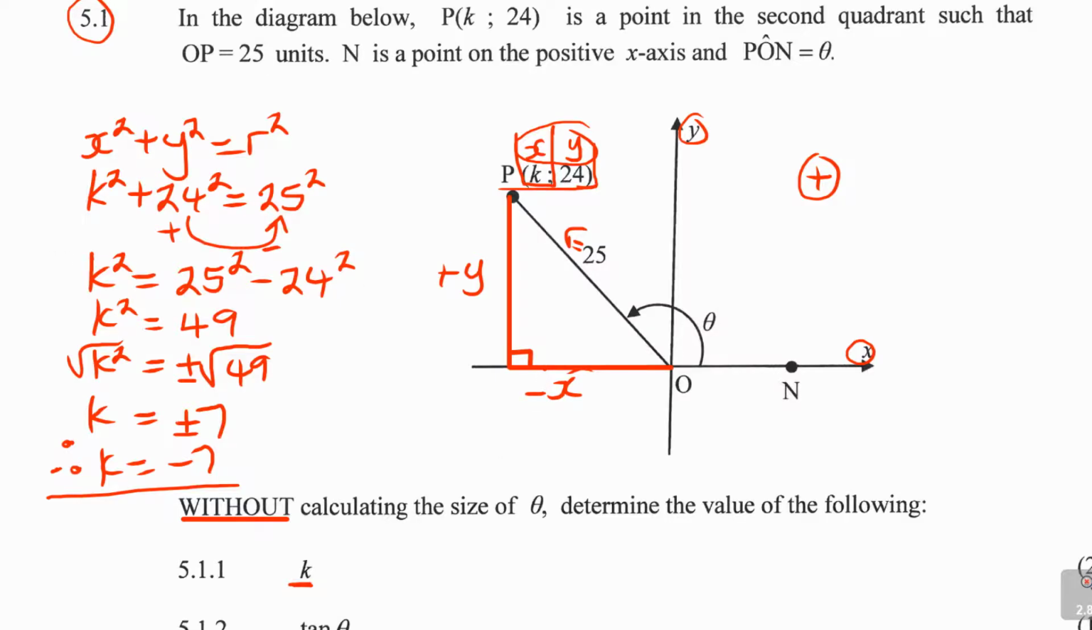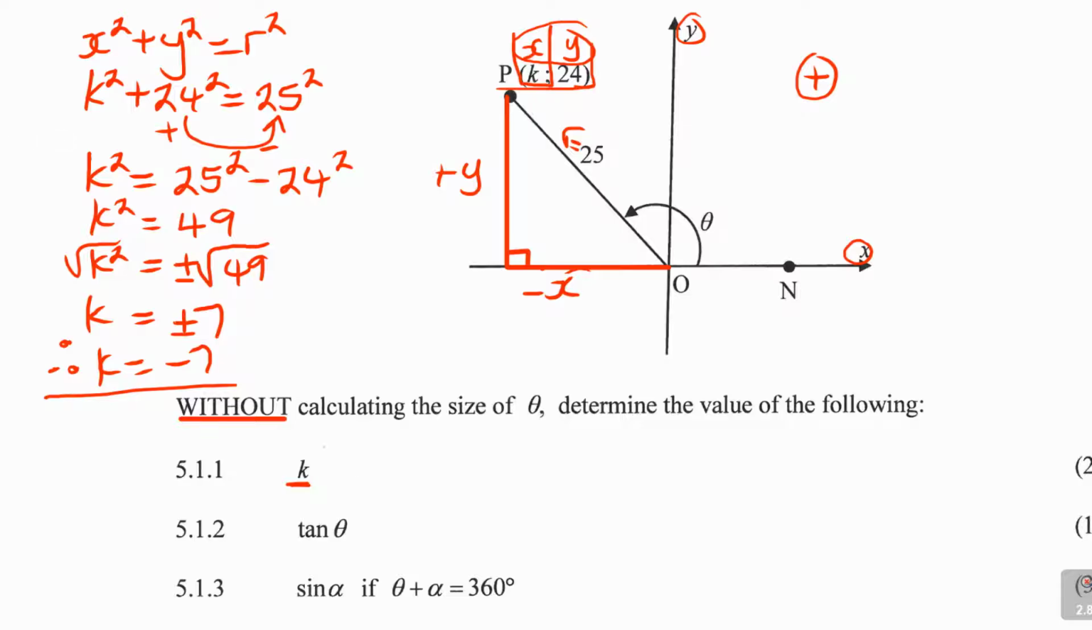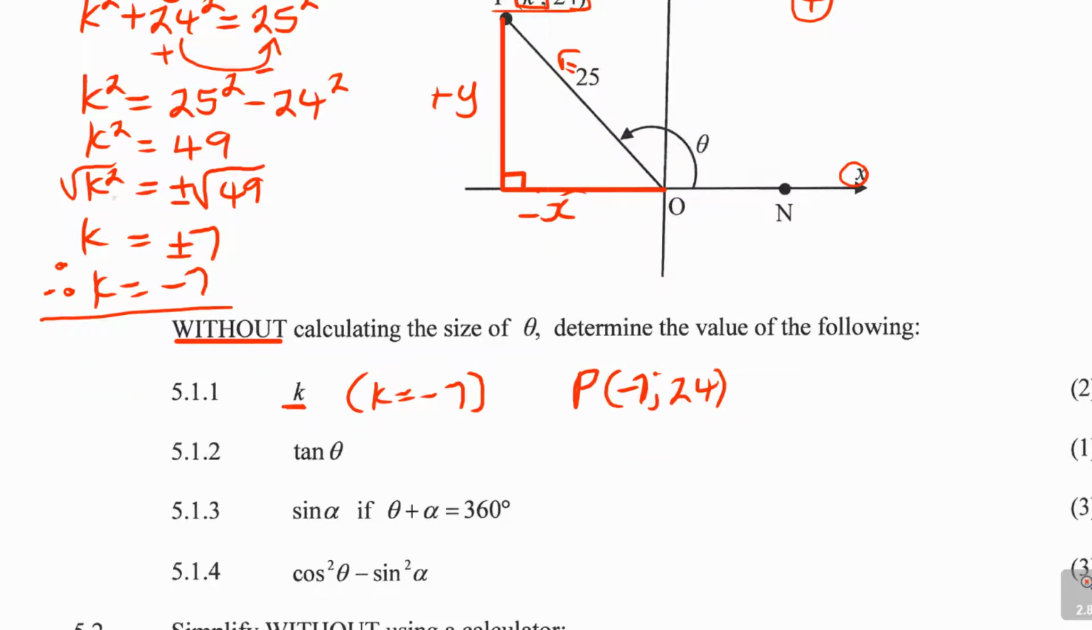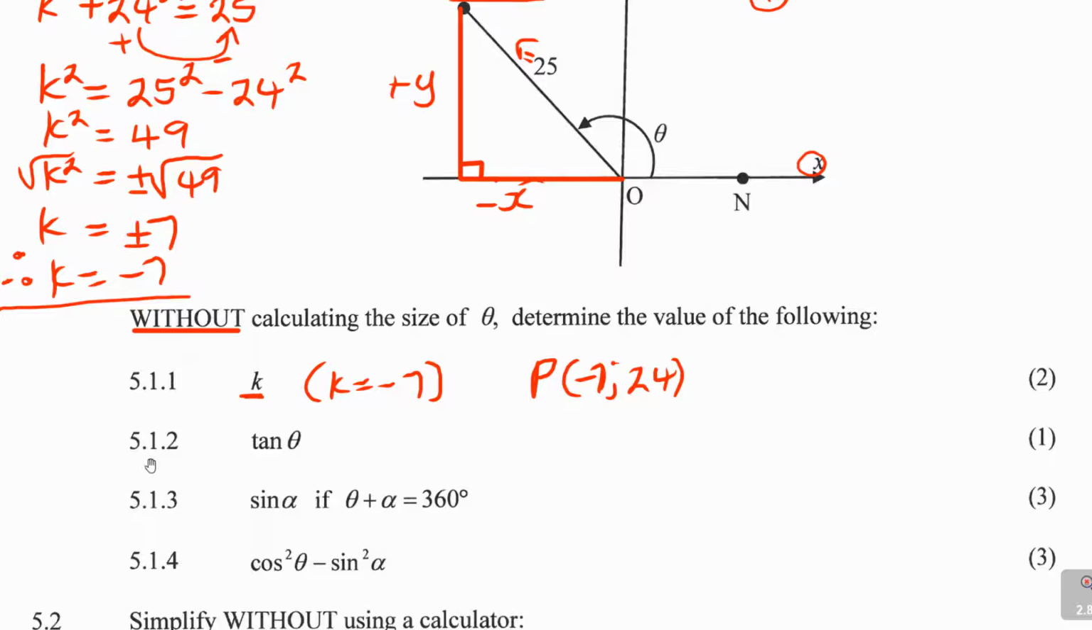So here, that's why they're saying 5.1.1, determine the value of k. So the k there is negative 7. So the coordinates will be what? Coordinates of p, there will be negative 7 and 24. You see that? And then the next one says 5.1.2, we need to find tan theta. It's 1 mark. Now, what is tan?